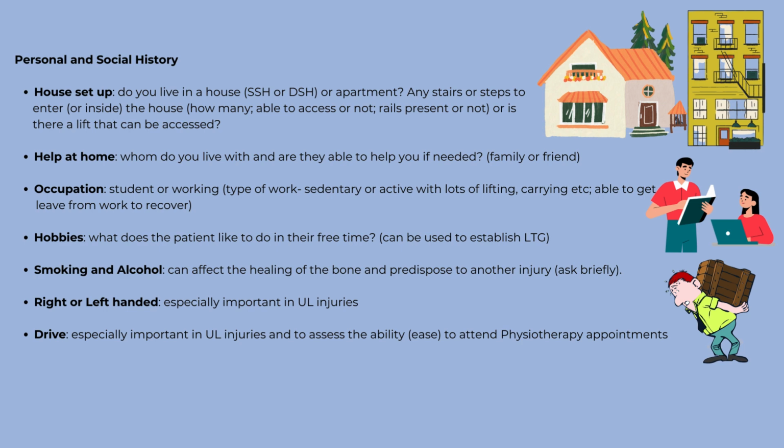All right. So again, lower limb, if the concern is there, do you live in a single story house or a double story house or an apartment? Are there any steps or stairs inside the house? How many are there? Are there any rails? If yes, on which side are the rails? Are you having any difficulty to access those steps or stairs? Whom do you live with, Mr. ABC?